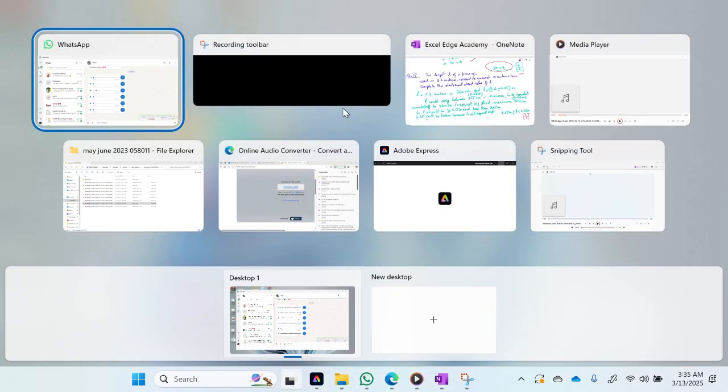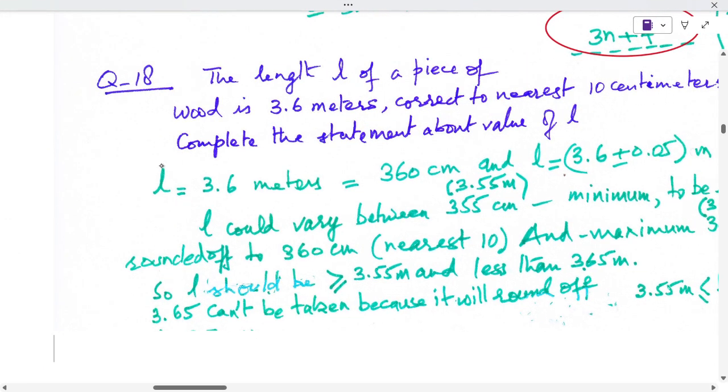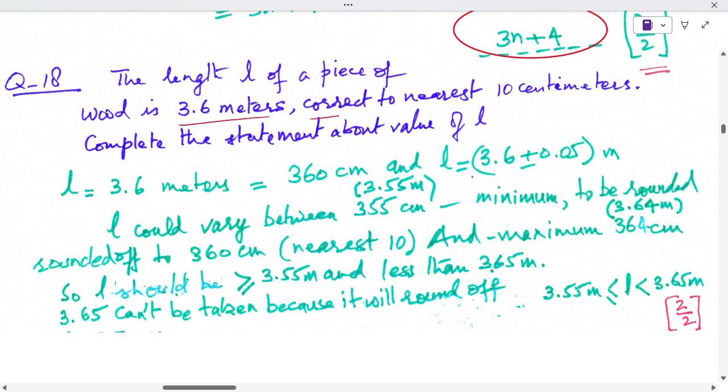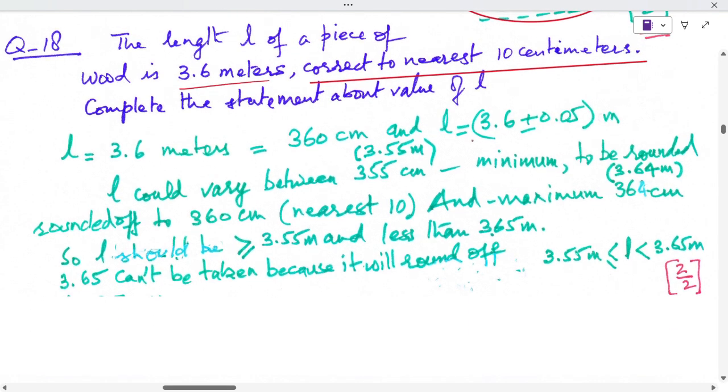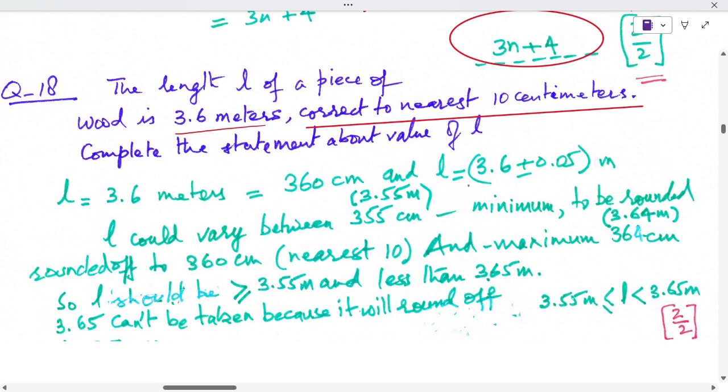Question 18 is about the minimum and the maximum limit of a measurement. The length L of a piece of wood is taken to be 3.6 meters, correct to the nearest 10 centimeters. If you look at the statement at the end of the question where the answer is to be written, there are 2 signs for L: the lowest value or the minimum value is less than or equal to L, and L is less than the higher value.